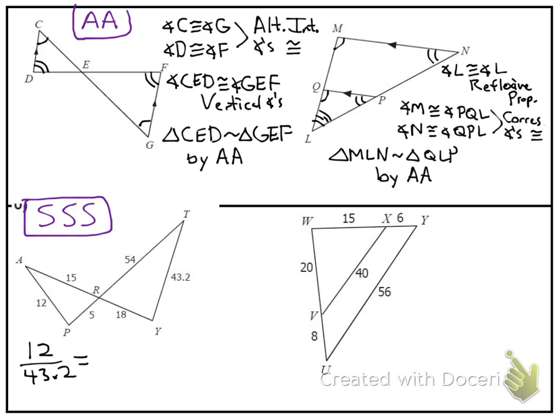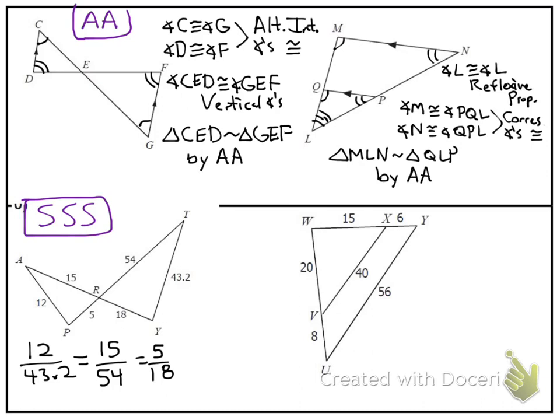Then I'm going to go 15 over. So let's see, we could do 15 over 18 and 5 over 54, or 15 over 54 and 5 over 18. We have to make sure we set up the values that work, because if we pick the wrong values, we may get falsely that they're not similar when in fact they are. Now I'm going to think of this as like a mirror image, like it reflects over. So I'm going to go 15 over 54 equals 5 over 18.